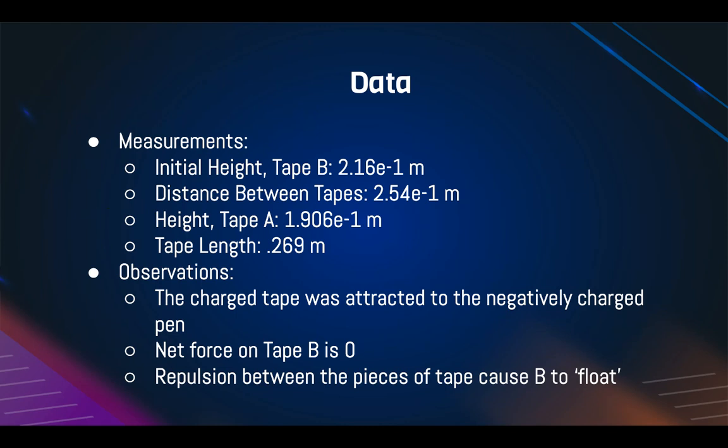Measurements. I measured the initial height of tape B before I introduced tape A, and when I introduced tape A, the distance between tapes increased. I observed that the charged tape was attracted to the negatively charged pin, which meant that the tape was positive. Net force on tape B is 0 since the tape didn't actually float. The center of mass moved slightly, and the center of mass moving was caused by the repulsion between the pieces of tape.